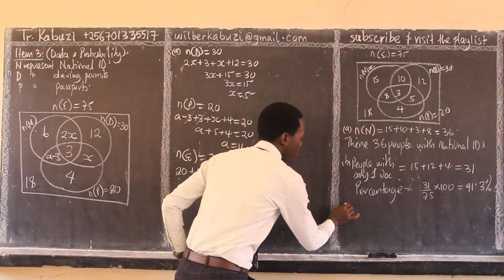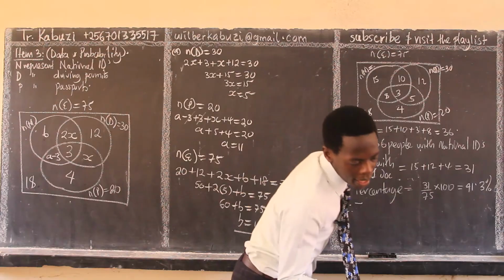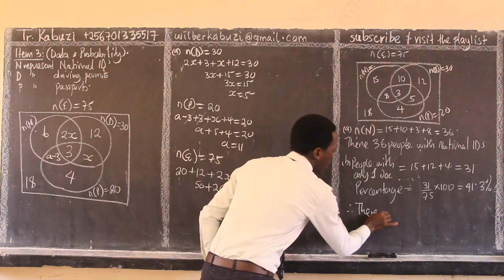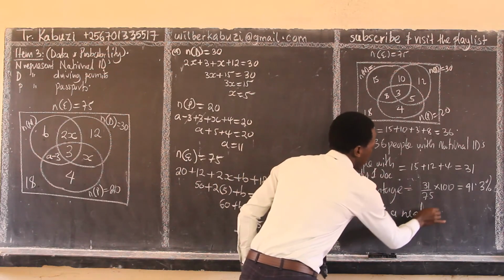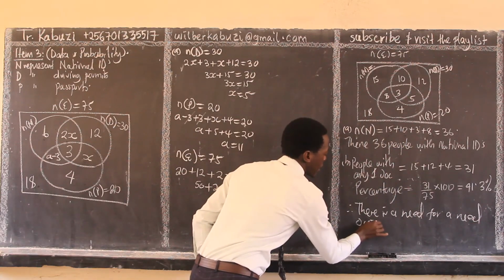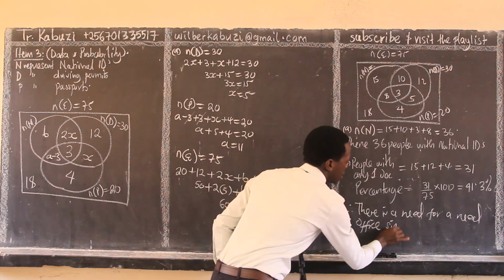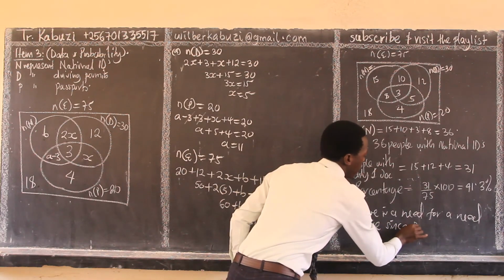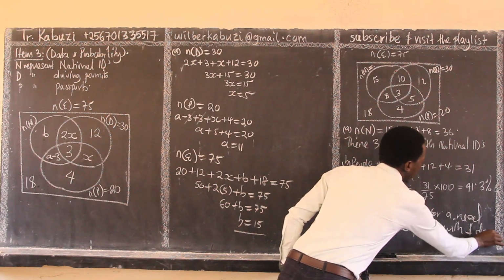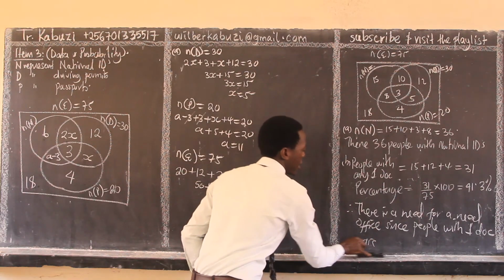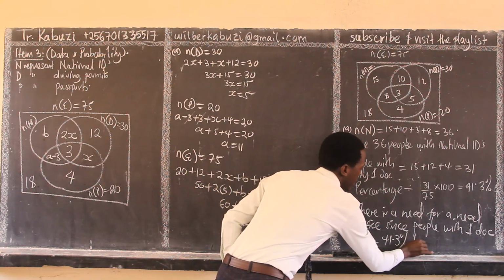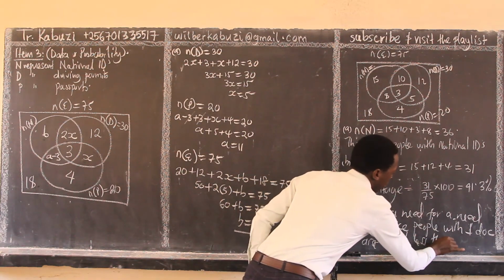So you respond to part B. The question was, determine if there is need. There is a need for a new office. The reason, since people with one document are 41.3%, less than 50%.